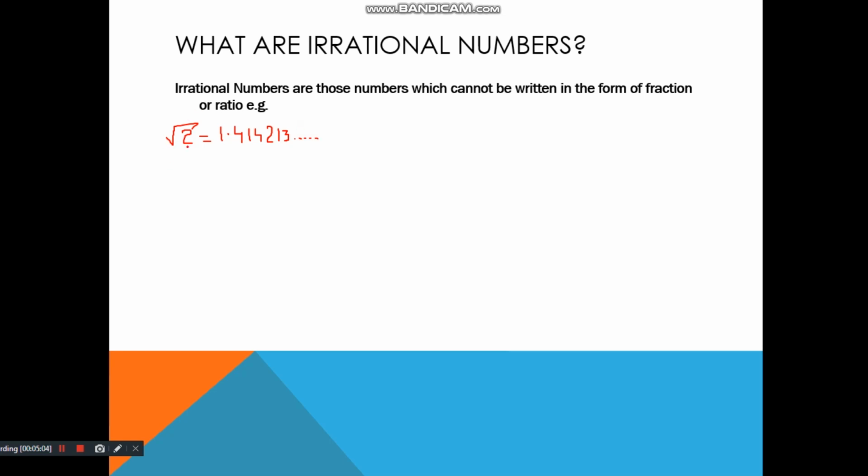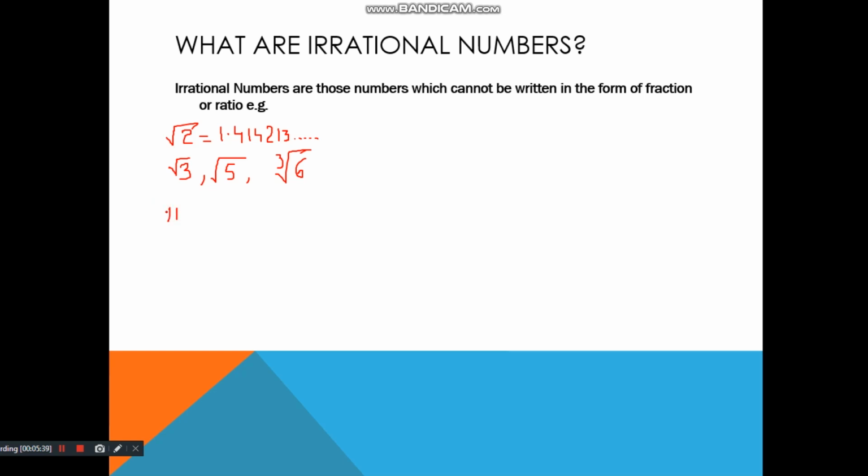These are the imperfect squares. Same goes with the square root of 3 and the square root of 5. All these numbers are irrational numbers. Imperfect squares and imperfect cube roots, even the cube root of 6. Its answer is not a whole number. The answer of the cube root of 6 is in decimals, non-repeating decimals. That's why they are called irrational numbers. So irrational numbers are those numbers which are non-repeating and non-terminating.